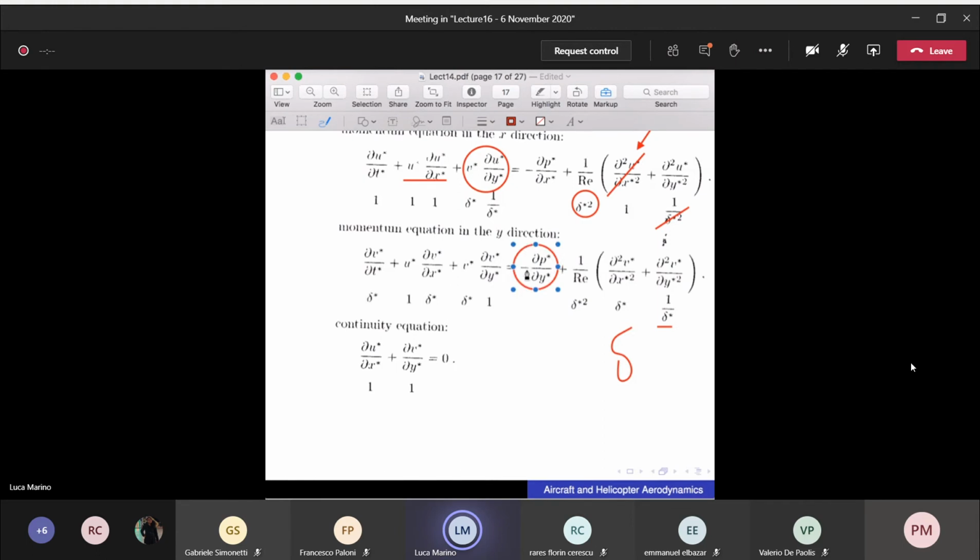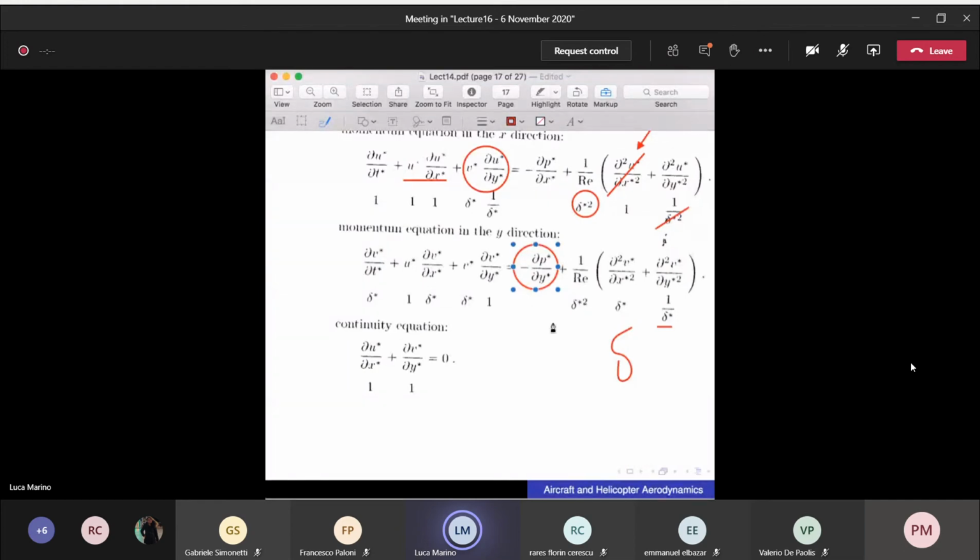So if we use that delta is small, we obtain from the momentum equation in the y direction that the most important term is the derivative of p over y equal to 0, because all the other terms are of lower importance, smaller order of magnitude, are delta or delta square, and so are very small with respect to 1 over delta. Remember that if delta is small, 1 over delta is large. Okay? Is it clear, this point?